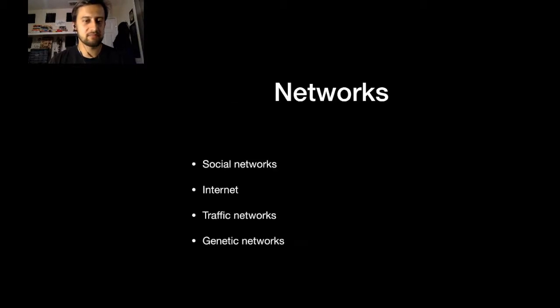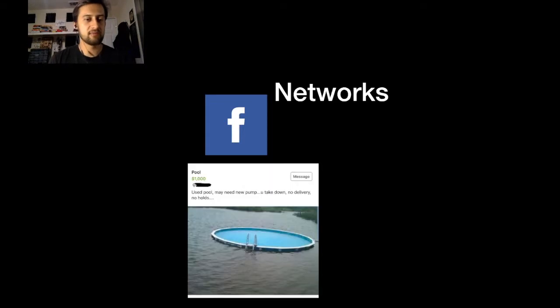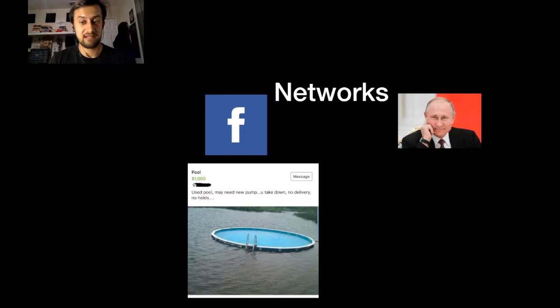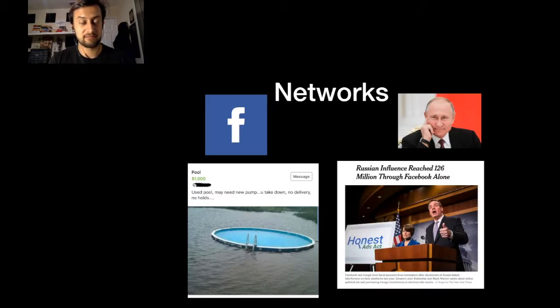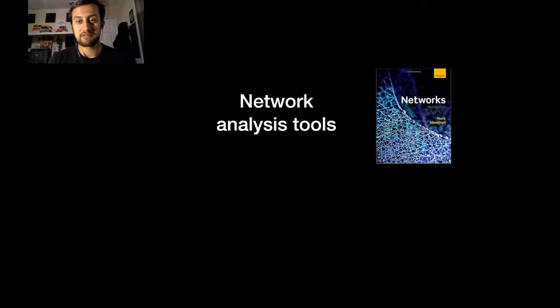Networks are an extremely common data type, present in areas such as social networks, the internet, traffic, and genetics. And accordingly, many researchers are interested in studying the properties of these objects. Companies such as Facebook and other social media companies are, for example, interested in studying the behavior of their users. And as we've learned from FBI investigations, it turns out that governments are as well. So accordingly, lots of network analysis tools have been developed.